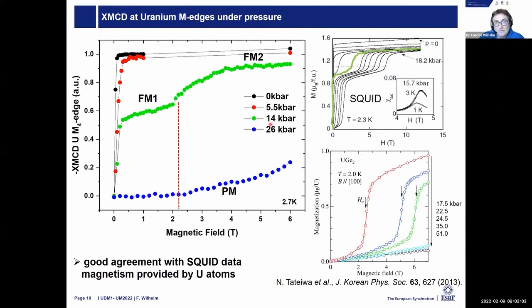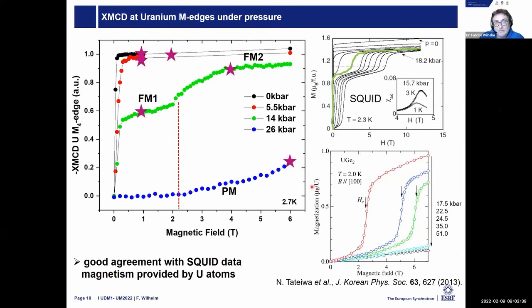If we increase the pressure to 14 kilobar, one observes indeed a metamagnetic transition. The smaller plateau is attributed to the ferromagnetic phase 1, while at higher field, this larger plateau is attributed to the ferromagnetic phase 2. And this is exactly similar to what has been observed macroscopically. So you see that there is a good agreement between the macroscopic magnetism and the data provided by the uranium atoms. If you go to even higher pressure, to 26 kilobar, you see that this transition is shifted to much higher field.